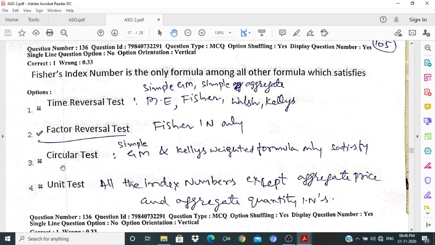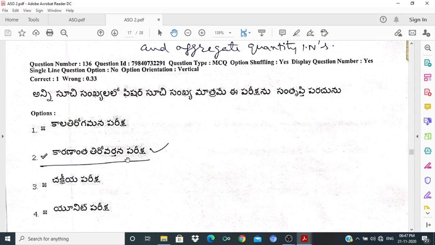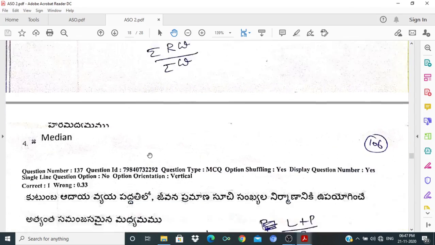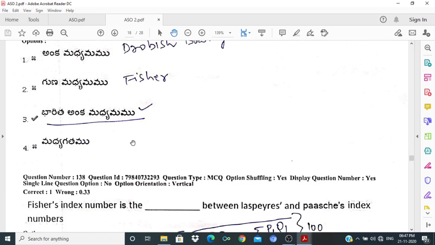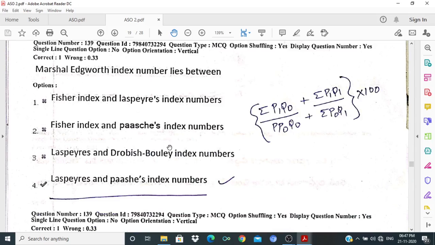Circular test is satisfied by 2 index numbers: simple geometric mean index number and Kelly's weighted formula. All index numbers except aggregate price and aggregate quantity index numbers satisfy the unit test. The most suitable average to determine cost of living index number for family budget is weighted arithmetic mean. Look here, this is the formula, nothing but the weighted formula. Fisher index number is the geometric mean of Laspeyres and Paasche. Marshall-Edgeworth lies between Laspeyres and Paasche. This is Laspeyres, this is Paasche.